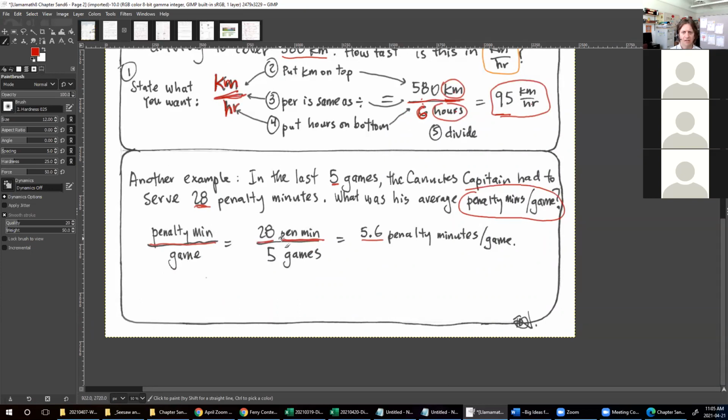So I'm going to put 28 on the top of the fraction. And how many games? Oh, in the last 5 games. So I'm going to put that on the bottom. So I know that my units are penalty minutes per game. So I'm just going to do a quick division. 28 divided by 5 is 5.6. And I know my units, penalty minutes per game. I'm done.